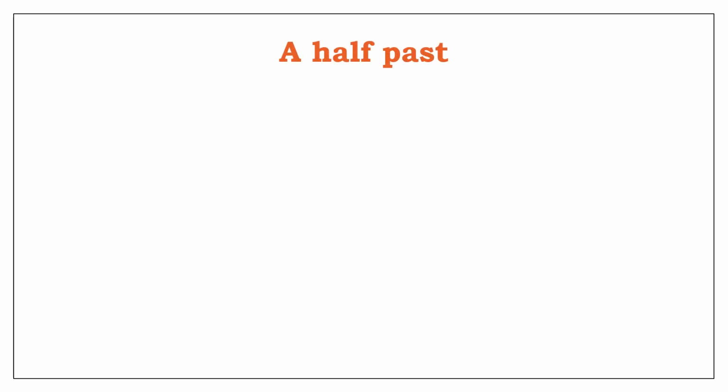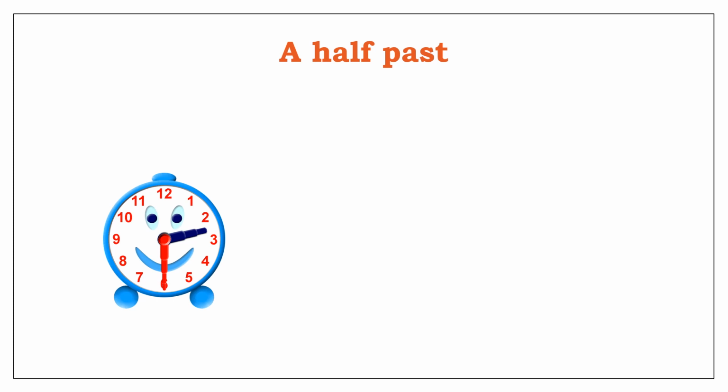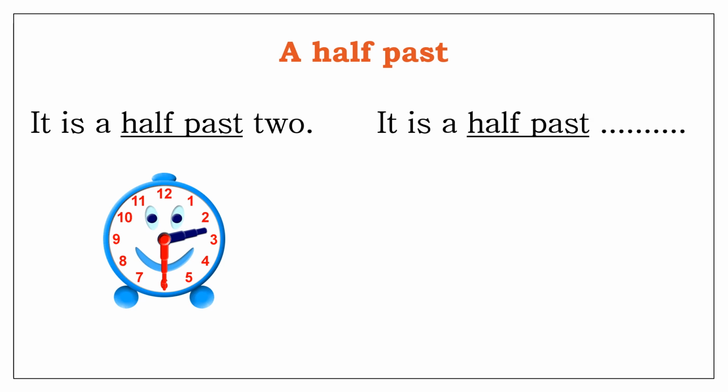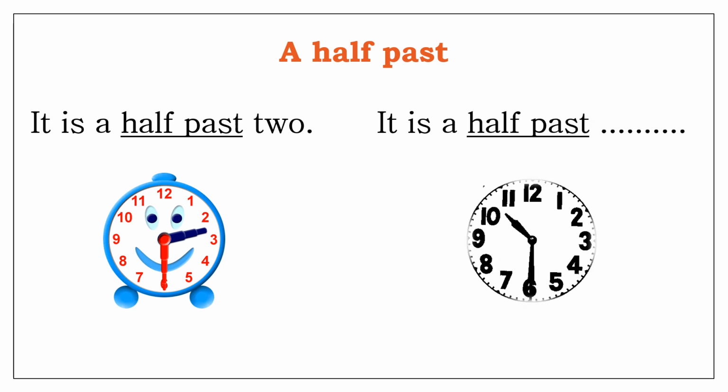The next is a half past. A half past shows that the long hand is pointing to 6. So, what time is it? It is a half past 2. 2:30. And this is a half past 10.